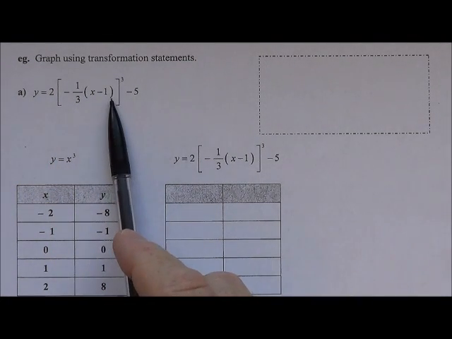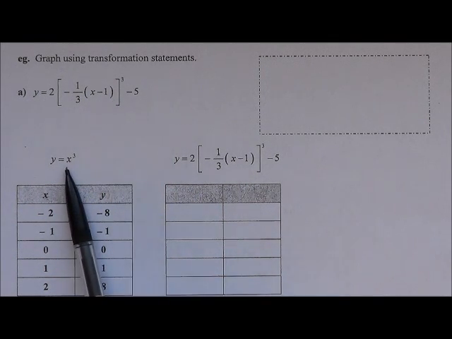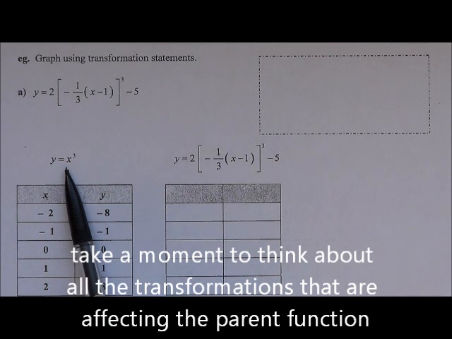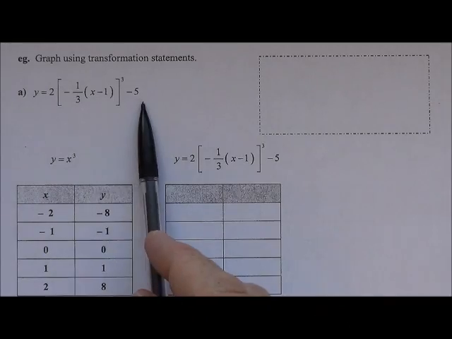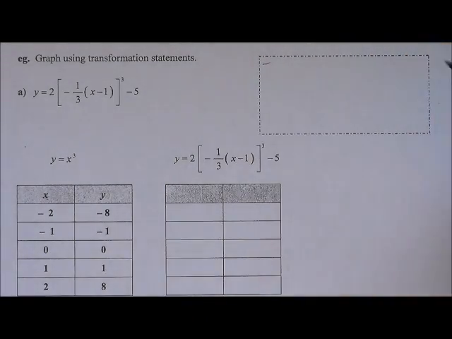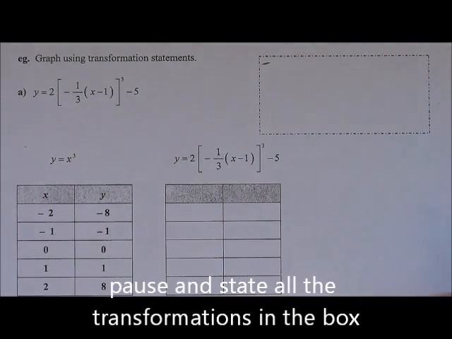So you can identify the parent function if you wish. At this point you don't really need to, although it's written right there, so that kind of gives away a bit of the secret. So obviously the parent function is a cubic function, and then let's just go through from left to right to state the transformations. So pause the video please and work on that right now.